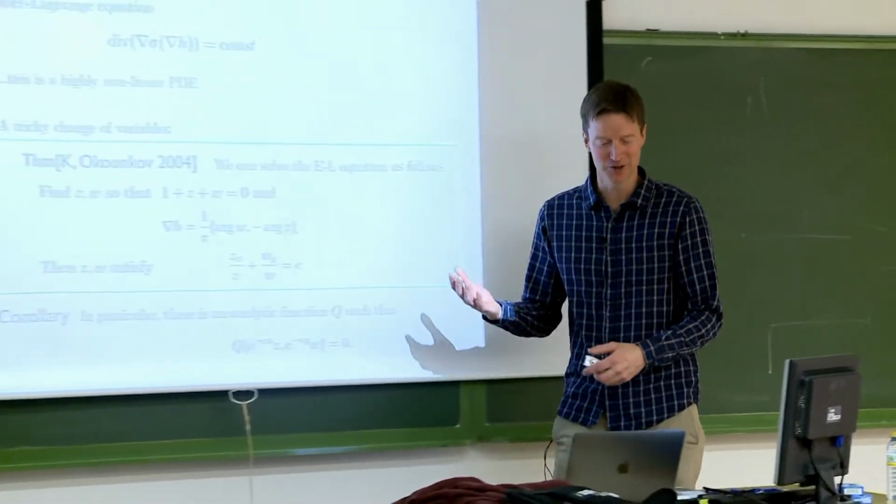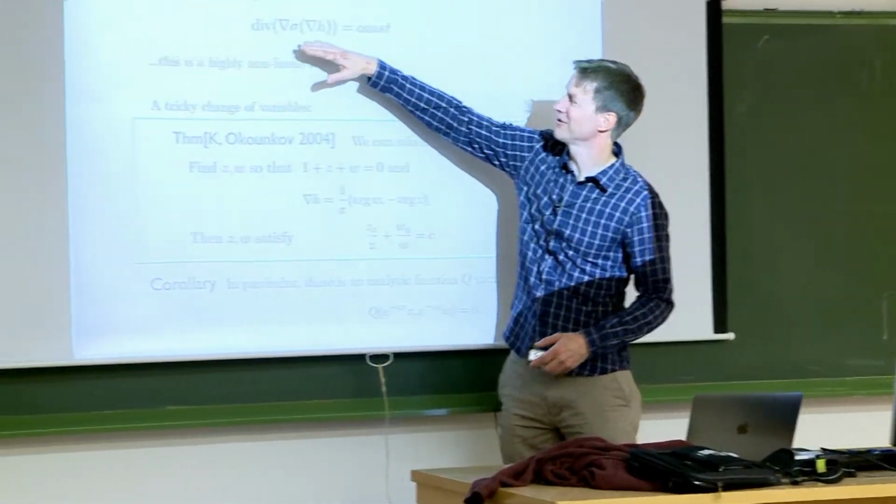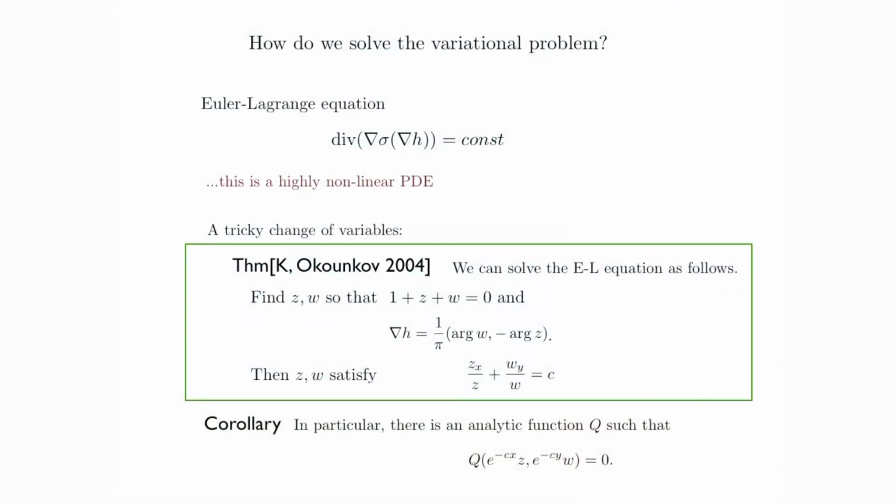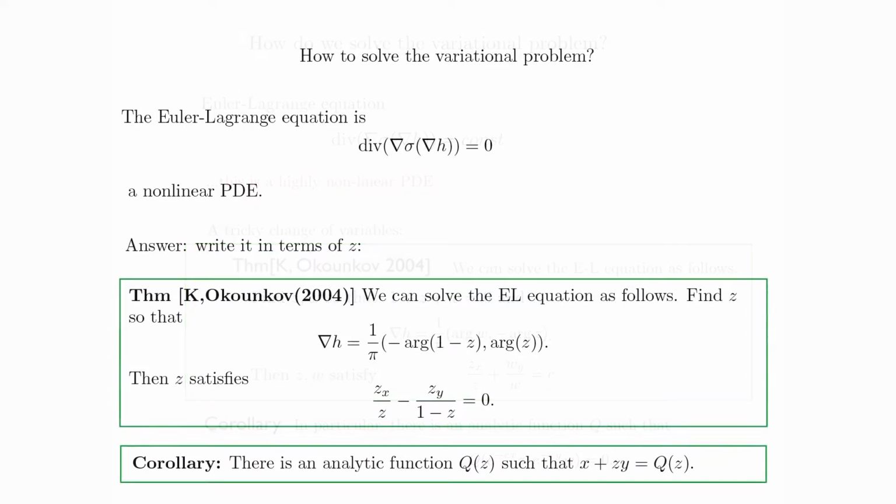It's not the end of the story. We still want to say something about these surfaces, and the Euler-Lagrange equation for that surface tension function is kind of scary. It's a nonlinear PDE. Wait, I got two copies of the same slide. Sorry. It's a nonlinear PDE. This is the Euler-Lagrange equation which you need to solve. And remember, sigma is this kind of complicated function.